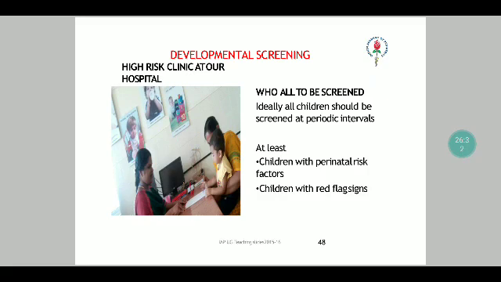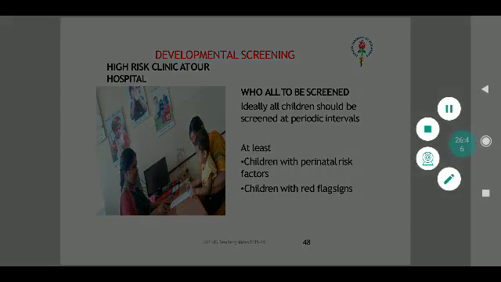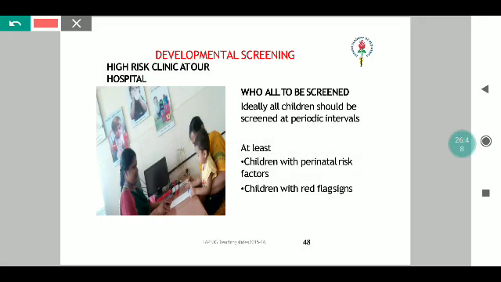Now, there is also a high-risk clinic at the majority of hospitals which requires screening. The screening should be done for at least the children with perinatal risk factors or with red flag signs, if not for everybody, and screening is to be done at periodic intervals. I'm stressing this word at least because it is better to have developmental screening for all children routinely.